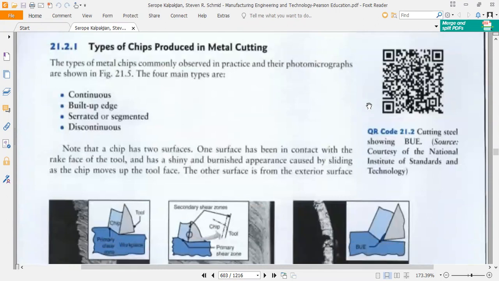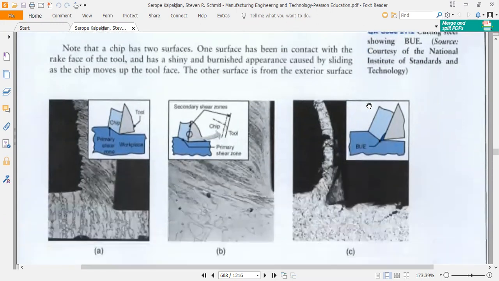There are four types of chips observed during metal cutting. The names are continuous chips, built-up edge, serrated or segmented chips, and discontinuous chips. I will discuss all of the chips in detail. Associated with the chip, two shear zones are created in the machining process. One of them is called the primary shear zone. It is the zone associated with the shear angle, and this is the plane at which shearing occurs.